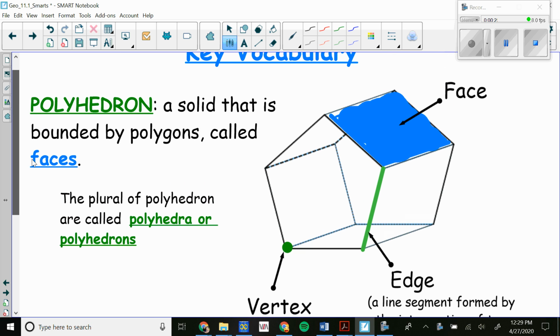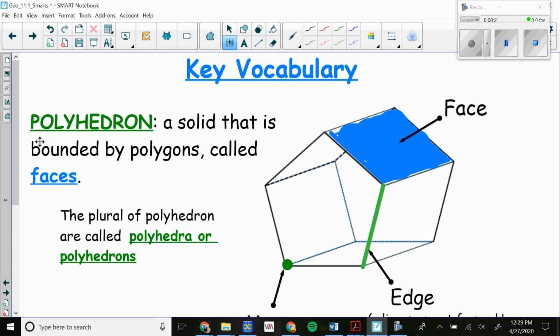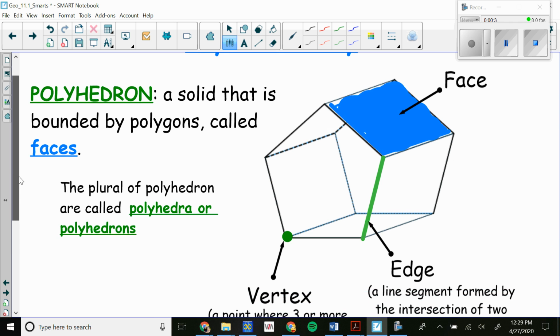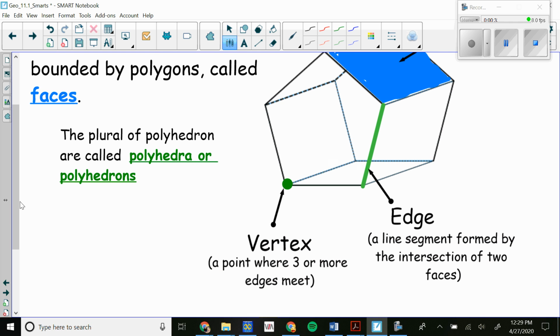So we have three main parts here. We're going to talk about the face. That's like one side, you might say. The vertex down here is one of the points where they all come together. And then an edge is a line segment formed by the intersection of two faces.